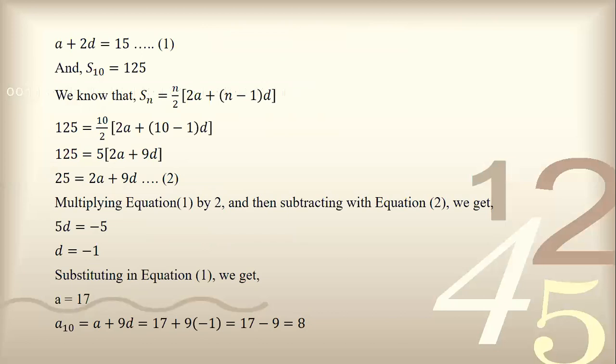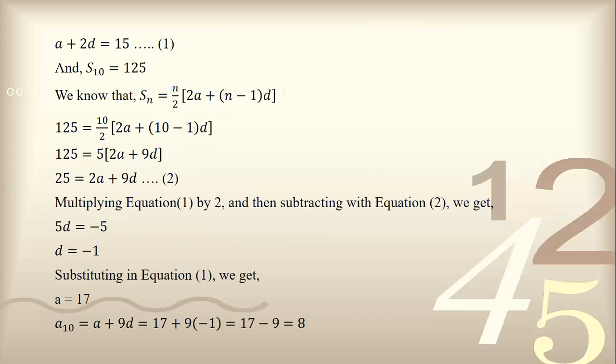And now S10 is 125. We know that Sn is n by 2 into (2a plus (n minus 1) into d). So let us substitute in that. 125 is 10 by 2 into (2a plus (10 minus 1) into d). We don't know a, we don't know d also, so we'll leave them as such. Solving, we'll get 25 equal to 2a plus 9d, which is equation number 2.